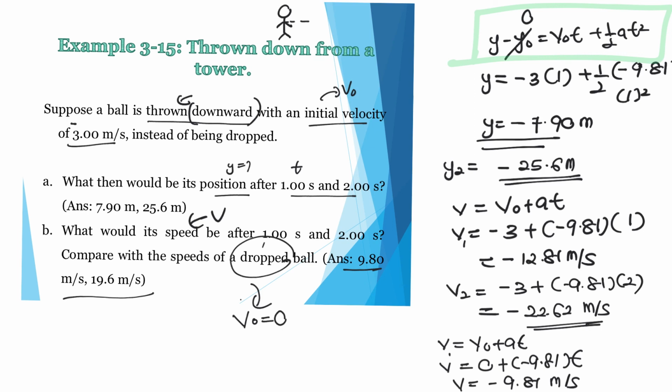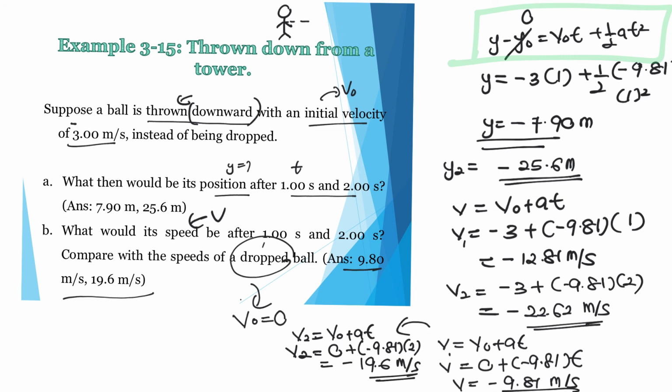And this is for 1 second. I'm going to continue with v at 2 seconds, the same formula, v naught plus at. So v for 2 seconds, v naught is 0 because it's dropped, plus negative 9.81 times 2. So you are going to get negative 19.6 meter per second.